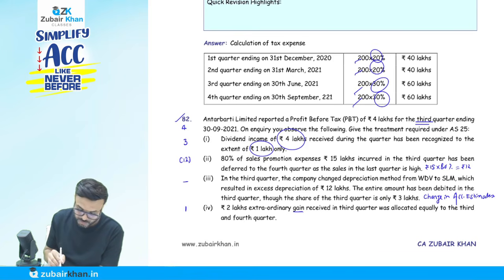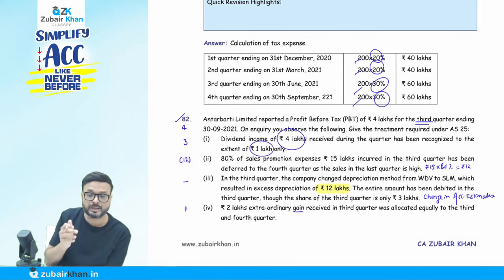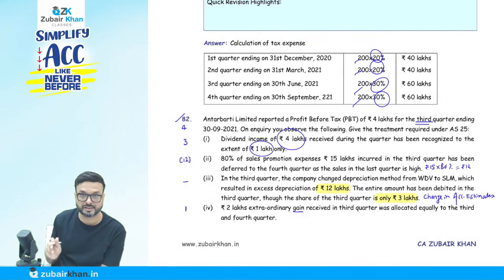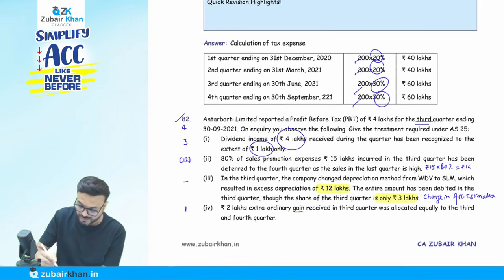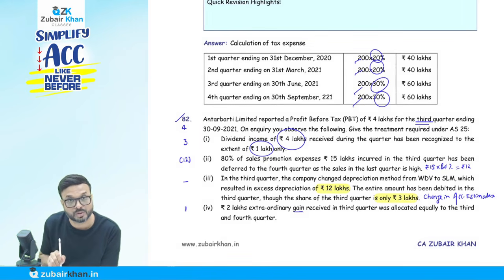They are saying that due to a change in accounting estimate, the excess depreciation they have charged in the third quarter is 12 lakh, but for that particular quarter only 3 lakh is the proportion. Proportionally 3 lakh comes for that quarter. But what is the total? 12 lakh. And they recognize 12 lakh. They didn't say they recognize 3. They recognize 12. The entire amount has been debited.